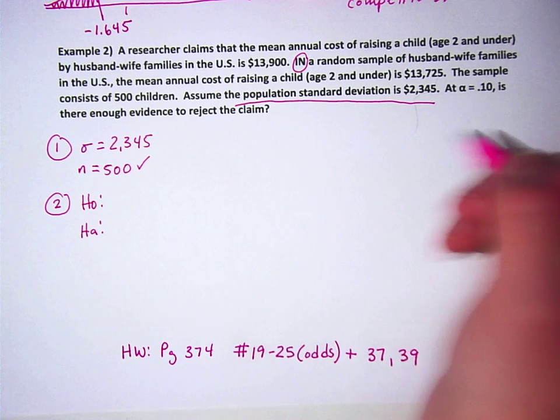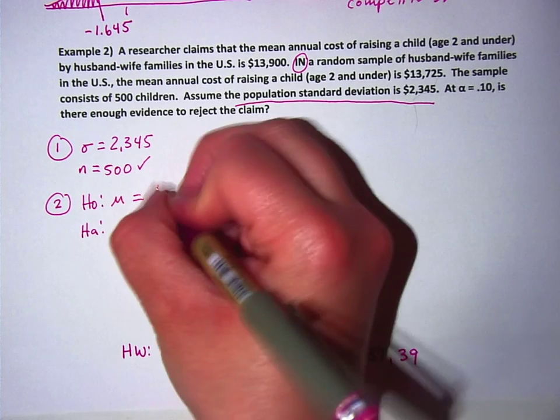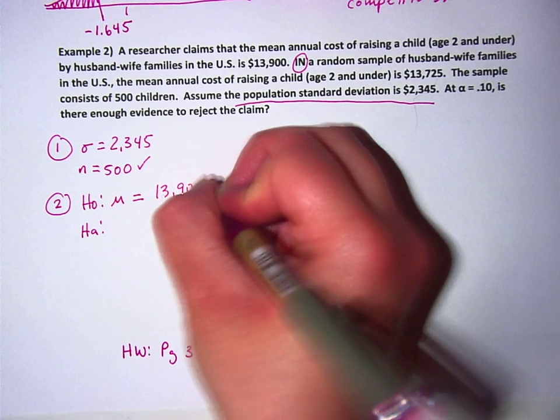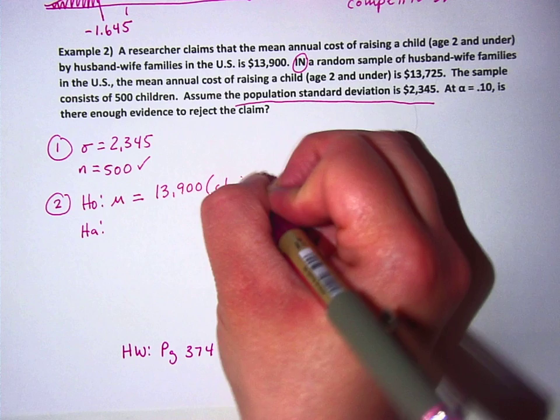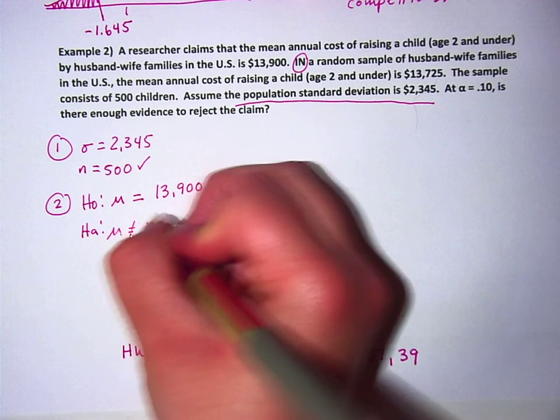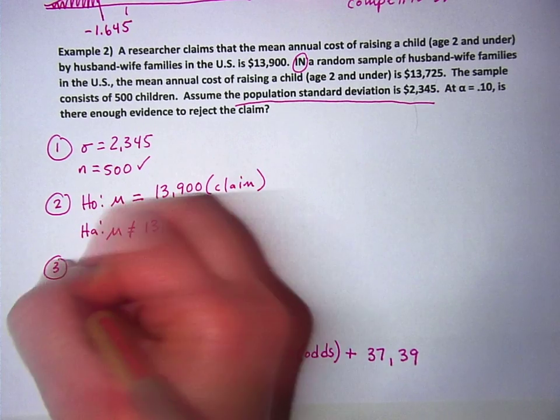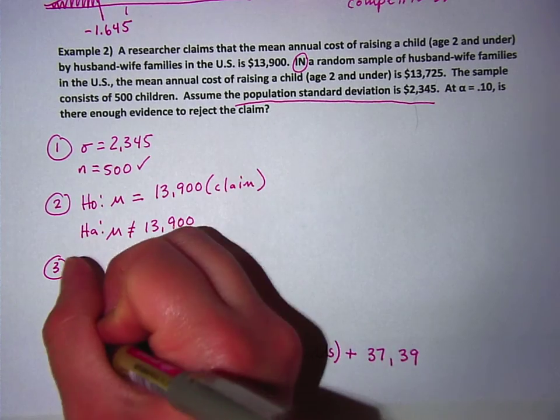Okay, so let's see. They're claiming that mu equals $13,900. So this time, the null is actually the claim. And the alternative is that it's not $13,900. Step 3. Draw a picture.